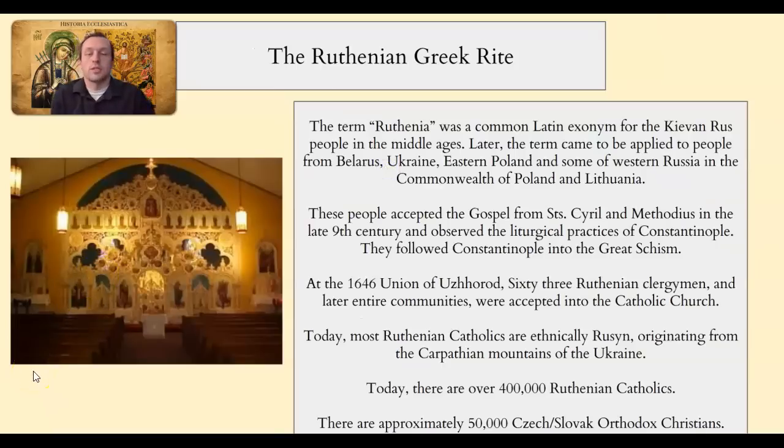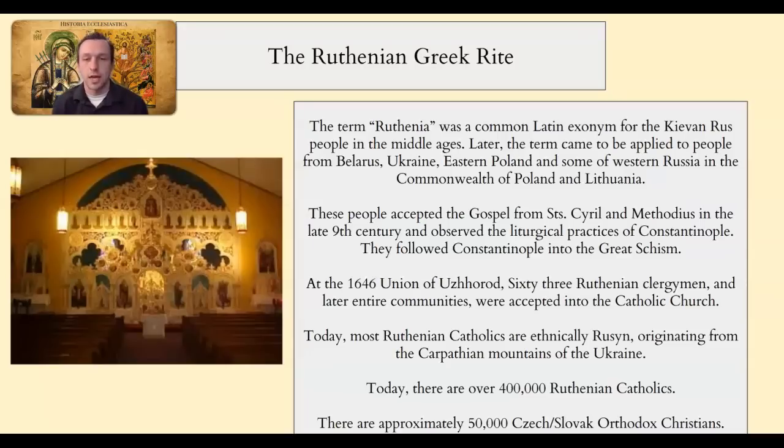The Ruthenian Greek Rite is typically what is meant by Byzantine Catholic. Most people are referring to the Ruthenian Greek Catholics. The term Ruthenia is not a modern-day country. In the Middle Ages, it was a common Latin exonym for the Kievan Rus people, and so it's what people that weren't Russian called the Russians, basically. So Ruthenian, in a way, has an association with Russian Orthodoxy, but it's been very different for a very long time, and so not really. Later, the term Ruthenian came to be applied to people from Belarus, Ukraine, and eastern Poland, and some of western Russia in the Commonwealth of Poland and Lithuania. So it kind of comprises a diverse group of ethnicities.